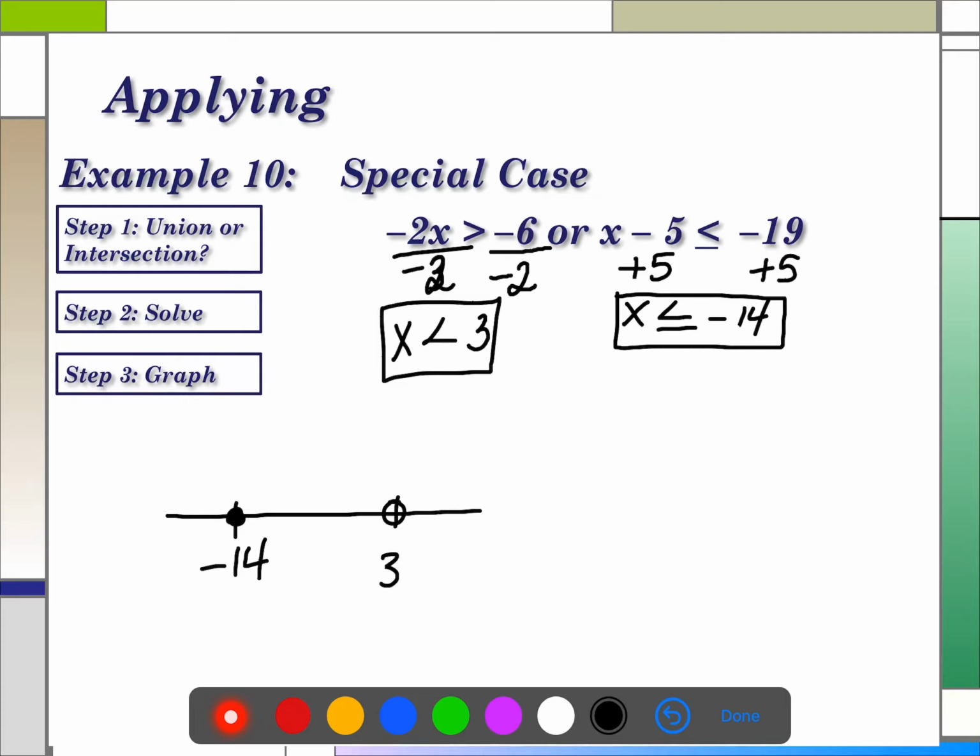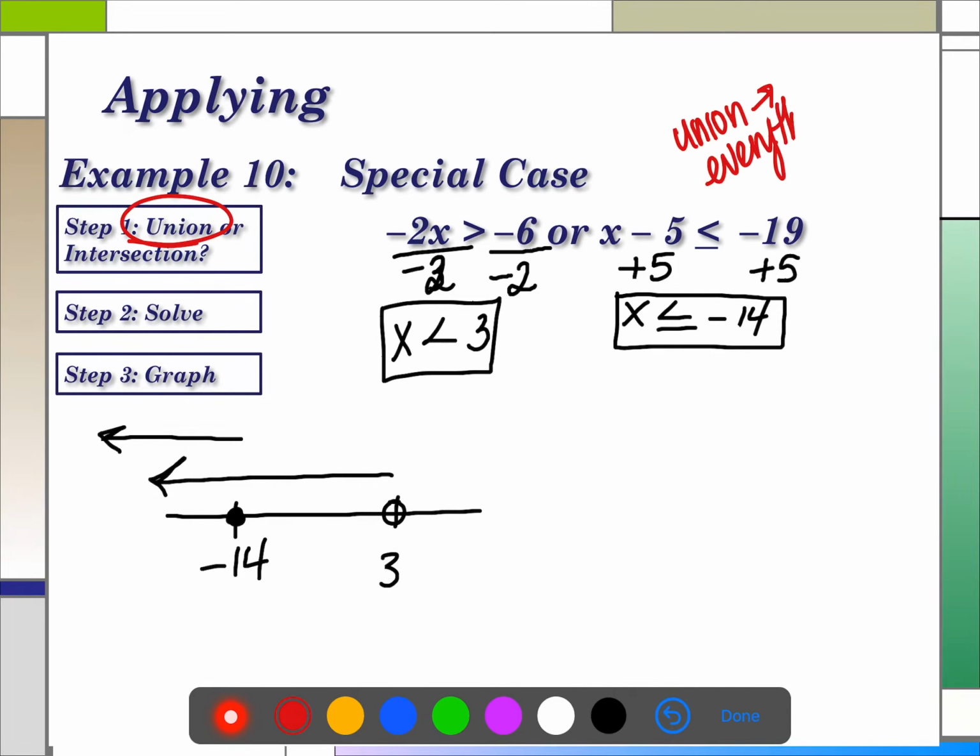Closed circle and an open circle. Make sure they're in the correct order. All right, so less than 3 goes to the left and less than negative 14. All right, so what do we shade in a union? A union shades everything that was graphed.